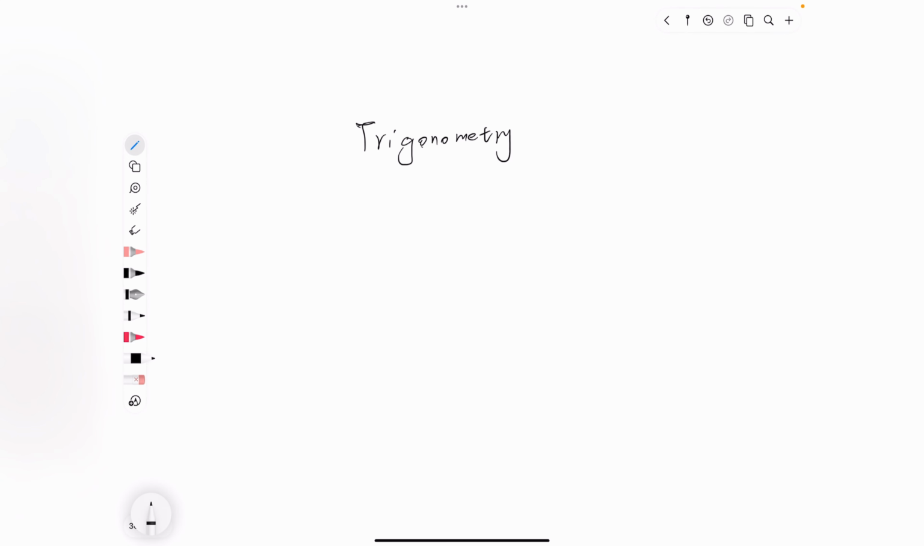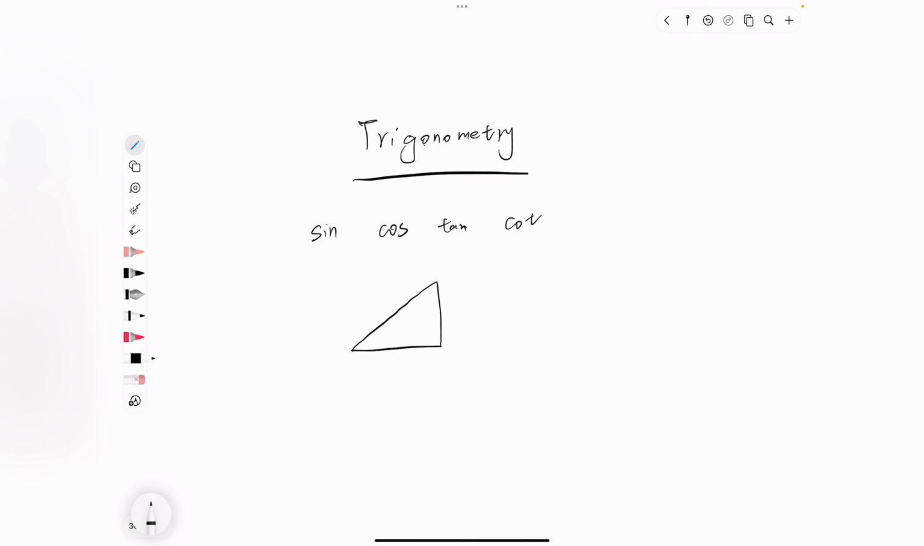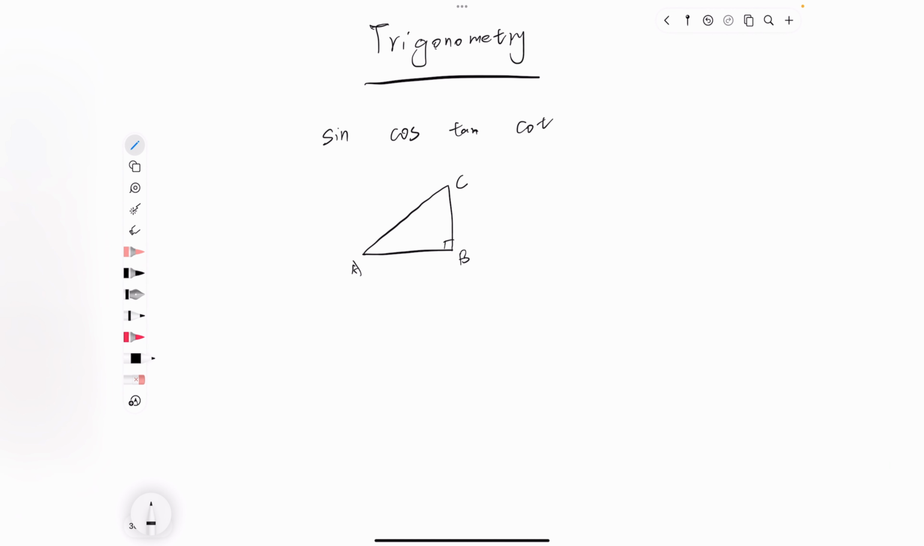In this video, I'm going to talk about trigonometry functions. When you talk about trigonometry, we usually say trig functions, something like sine, cosine, tangent, cotangent. So let's say we have a triangle with a right angle here, and this is A, this is B, this is C. This is how we define sine.